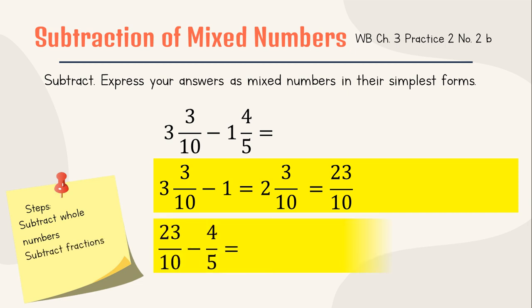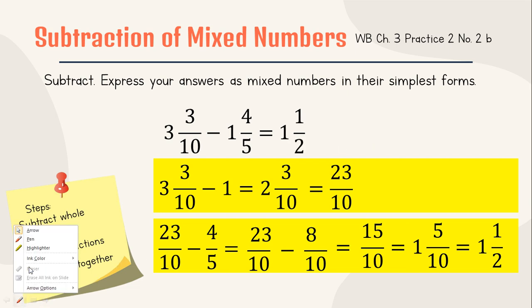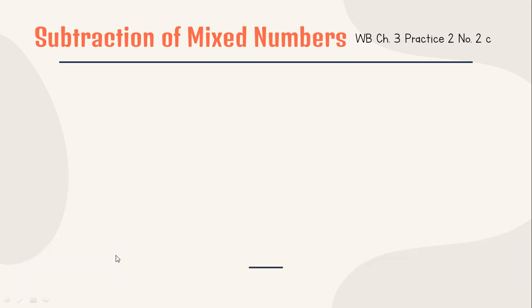Subtract the fractions: 23/10 minus 4/5. What is the denominator that we can use? 10. So 23, and then 10 divided by 5 equals 2, times 4 equals 8. 23 minus 8 equals 15. That's it. Okay, so the answer will be 1 1/2. Combine it together.